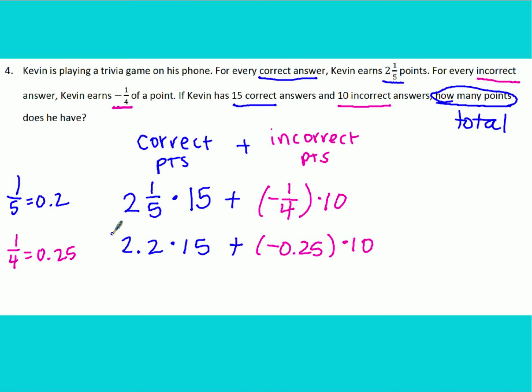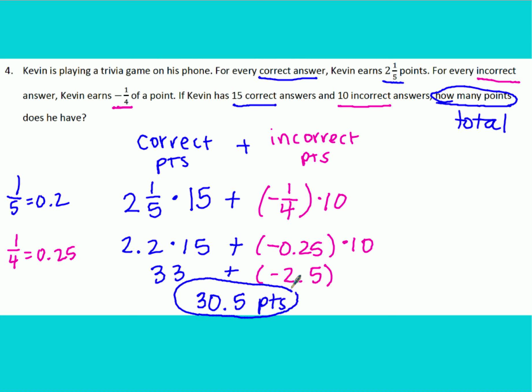When we multiply 2.2 by 15, that gets us 33. And then when we multiply negative 25 hundredths times 10, we get negative 250 hundredths, or negative 2.5. When we add those two numbers together, whenever you have a positive number and you're adding a negative to it, that's just like subtracting. So this number is going to get a little bit smaller. 33 plus negative 2.5 should get us 30.5 points. So he has 30.5 points total for his game.